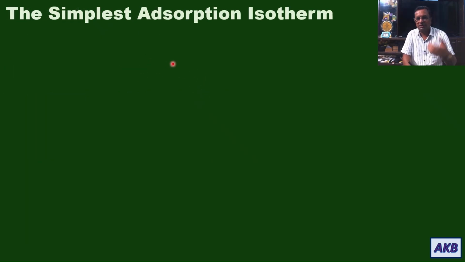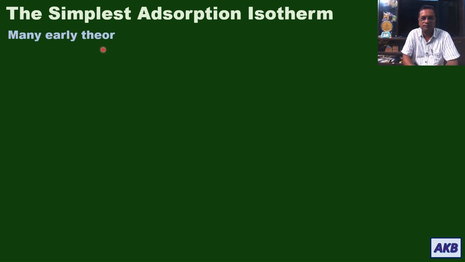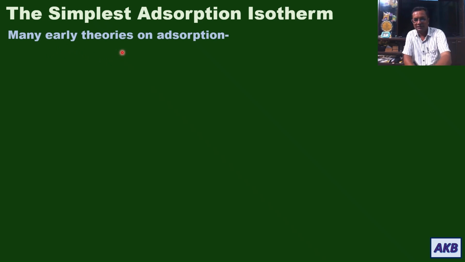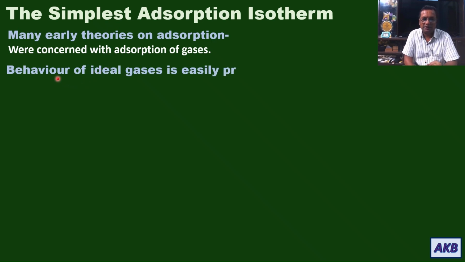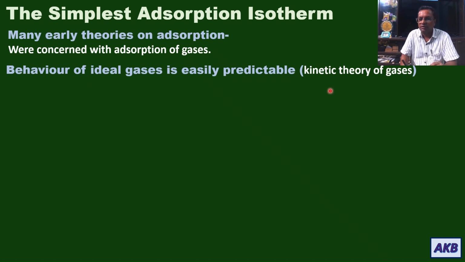Okay, so let us talk about the simplest adsorption isotherm. Many earlier theories that were developed for describing the phenomenon of adsorption were concerned with adsorption of gases. The reason for this is the behavior of ideal gases. It is easily predictable. Why so? Because you have kinetic theory of gases for them. So kinetic theory of gases can be used to predict the behavior of ideal gases.